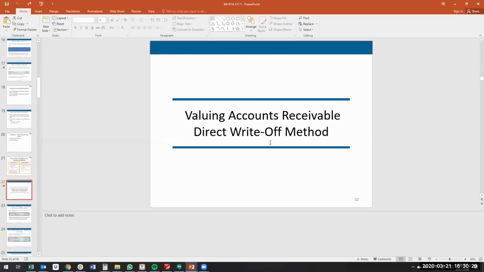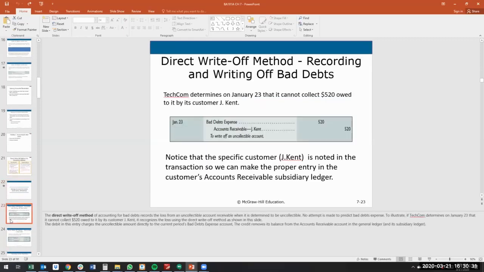So if we value for the direct write-off method, we just know that we can't collect a certain amount. This is when we hear from a company that, hey, we're going bankrupt, we can't pay you, or we've heard from other vendors that they haven't been paid, or they've reached out and said, we don't like your product, we're not going to pay you. We know exactly what we can't collect, and we're going to debit bad debt expense and reduce our accounts receivable.